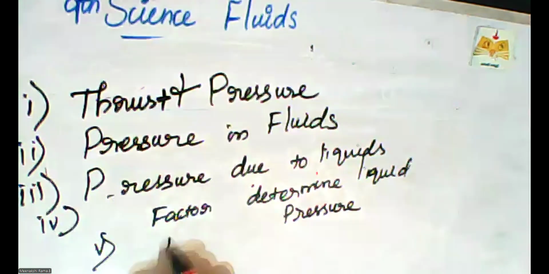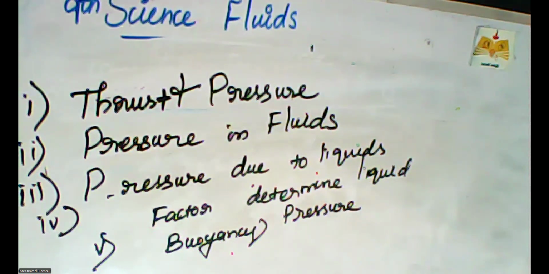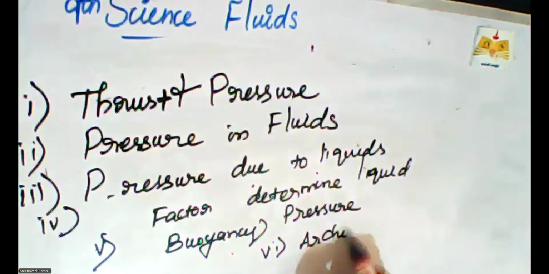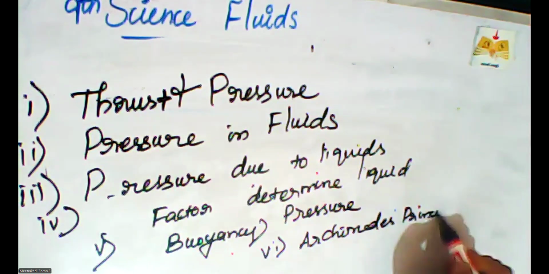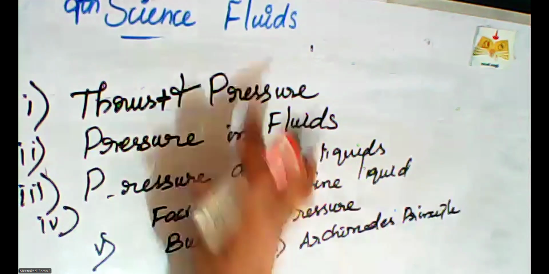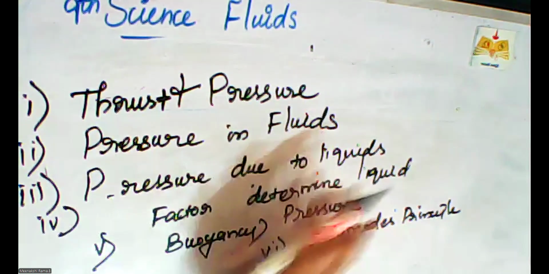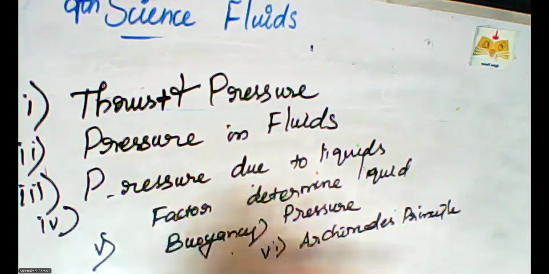The fifth topic is buoyancy. Is there any doubt in the buoyancy topic? Is it clear? The final one is Archimedes principle. So in today's session we learned six topics: thrust and pressure, pressure in fluids, pressure due to liquids, factors that determine liquid pressure, buoyancy, and Archimedes principle.